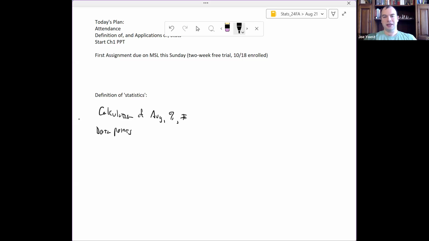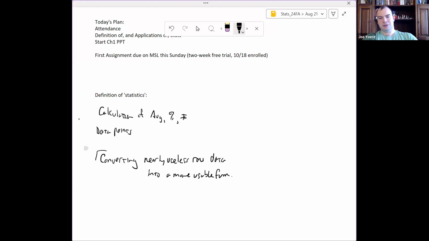So we can take some data, and maybe it's not all that clear what this data says when I have a whole bunch of raw data, but maybe if I compute an average or something like that, it's a little bit more interpretable. Any other thoughts? So my working definition for statistics, the book has some big long definition that's a paragraph long, but I think it's the process of converting nearly useless raw data into a more usable form. This is kind of my general definition of statistics.